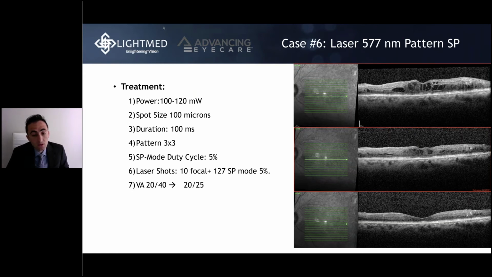So that makes for a faster treatment when you're treating the macula. And honestly, I've treated the patient within a minute or two, finishing the whole macular grid or the whole macular treatment. In this patient, I also did test with laser shots in the periphery of the macula, like I did 10 focal, and then finished with the 127 SP mode 5% using the pattern. And the vision did improve from 2040 to 2025, and you can see on the pictures the gradual improvement in the macular edema in this patient.